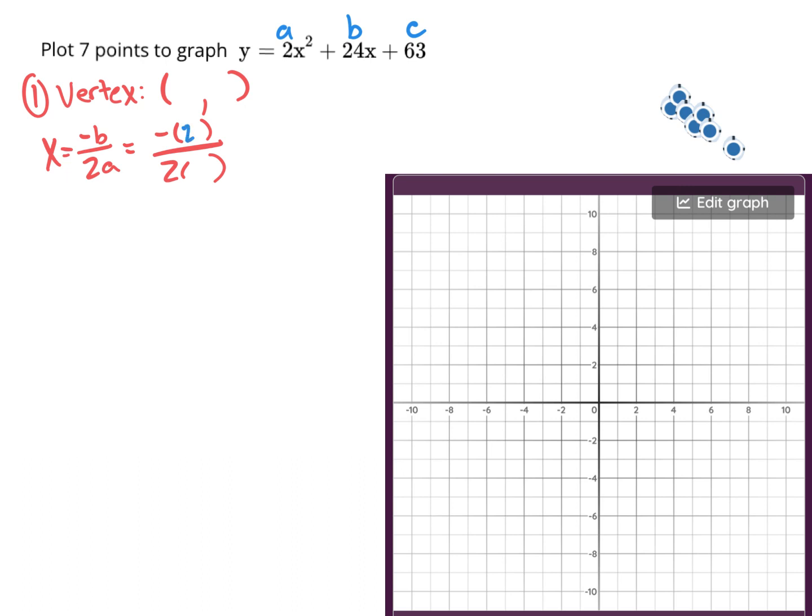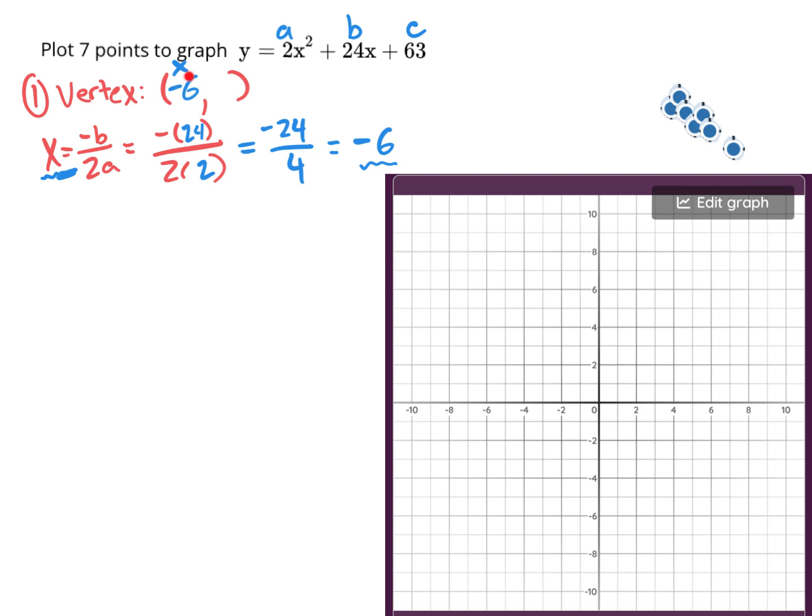So 24 goes into the top parenthesis, and the a value of 2 goes in the bottom parenthesis. So that really gives you a negative 24 divided by positive 4. Negative 24 divided by positive 4 is negative 6. So we just found that x equals negative 6. The x value of your vertex is negative 6.